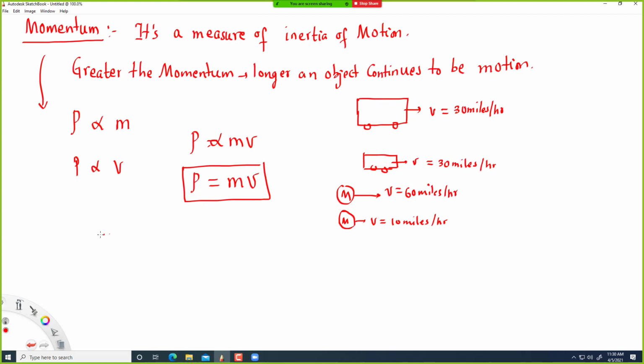So the unit of momentum is the product of the units of mass and velocity. Mass is in kilograms, velocity is in meters per second. So the unit of momentum is kilogram meters per second.